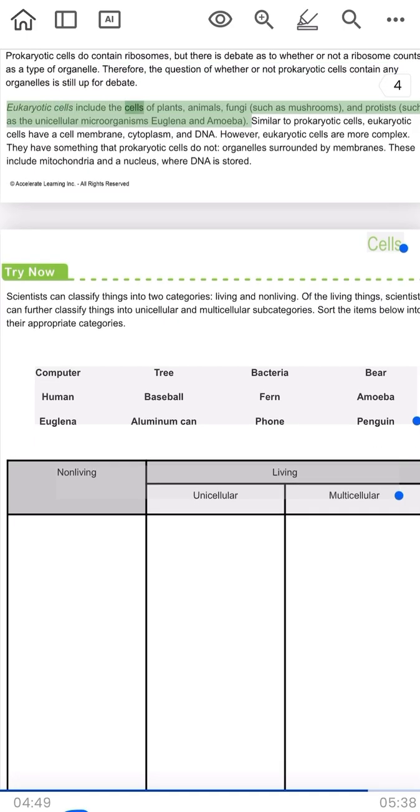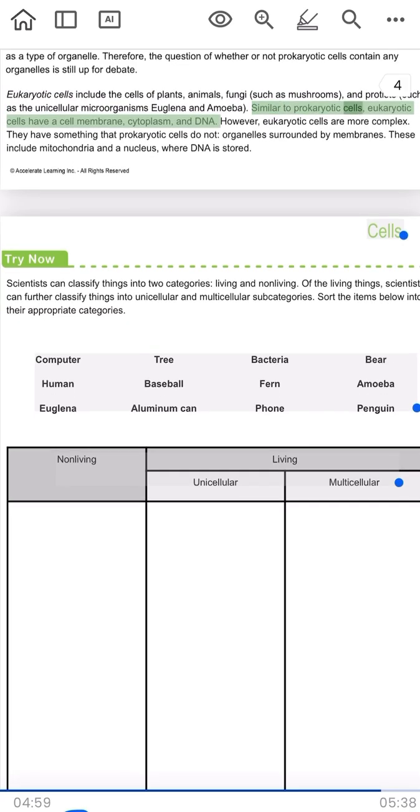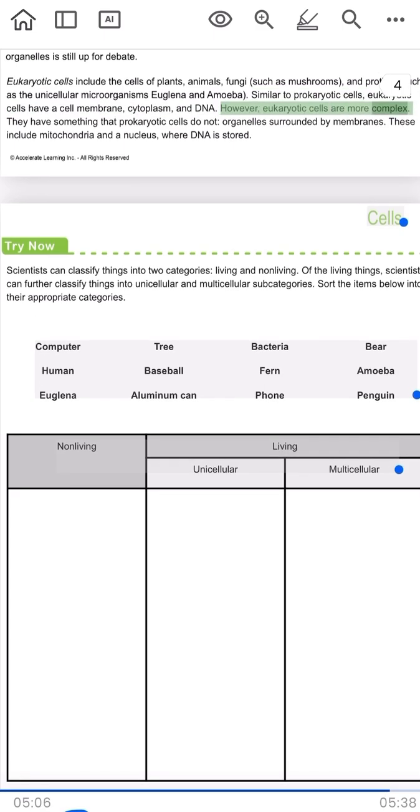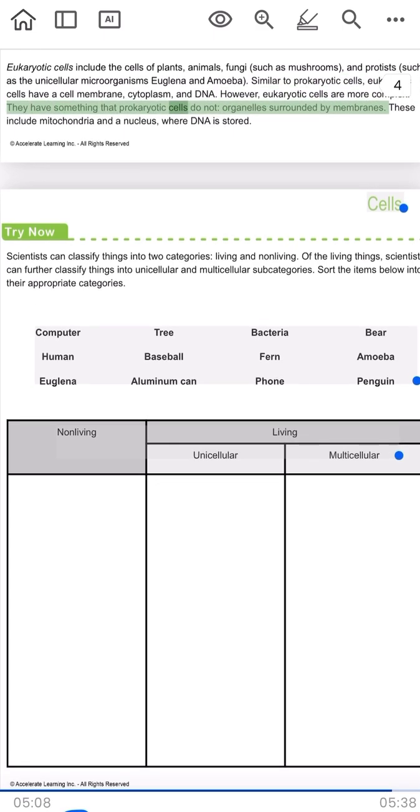Eukaryotic cells include the cells of plants, animals, fungi, and protists. Similar to prokaryotic cells, eukaryotic cells have a cell membrane, cytoplasm, and DNA. However, eukaryotic cells are more complex. They have something that prokaryotic cells do not: organelles surrounded by membranes. These include mitochondria and a nucleus, where DNA is stored.